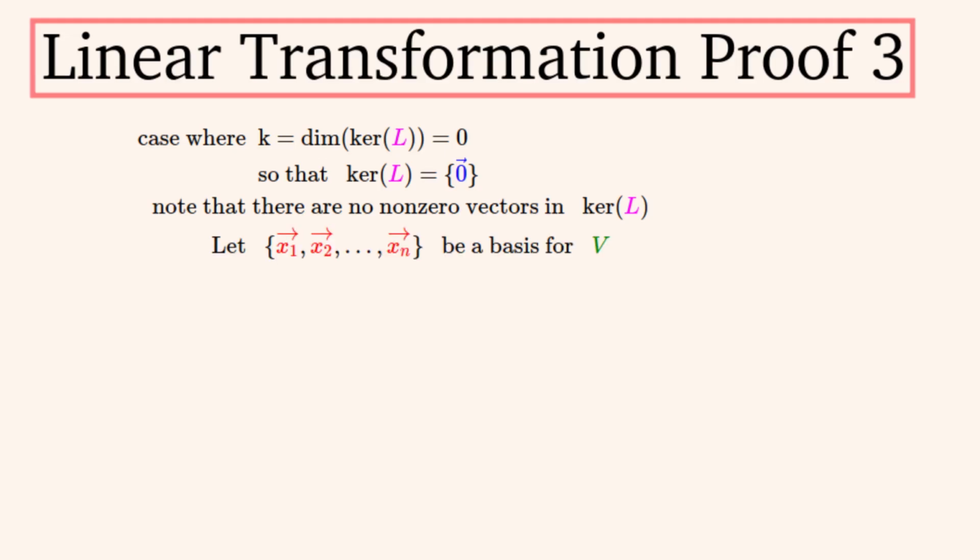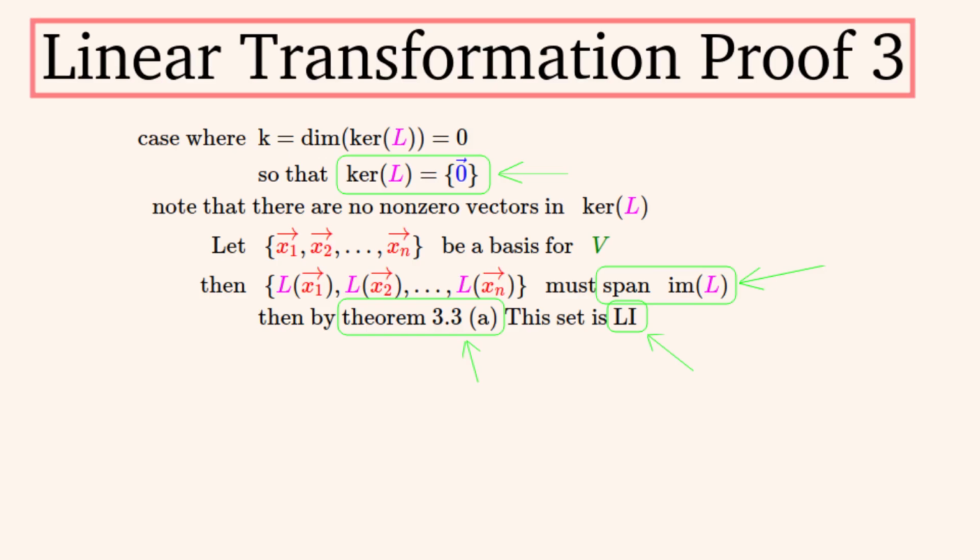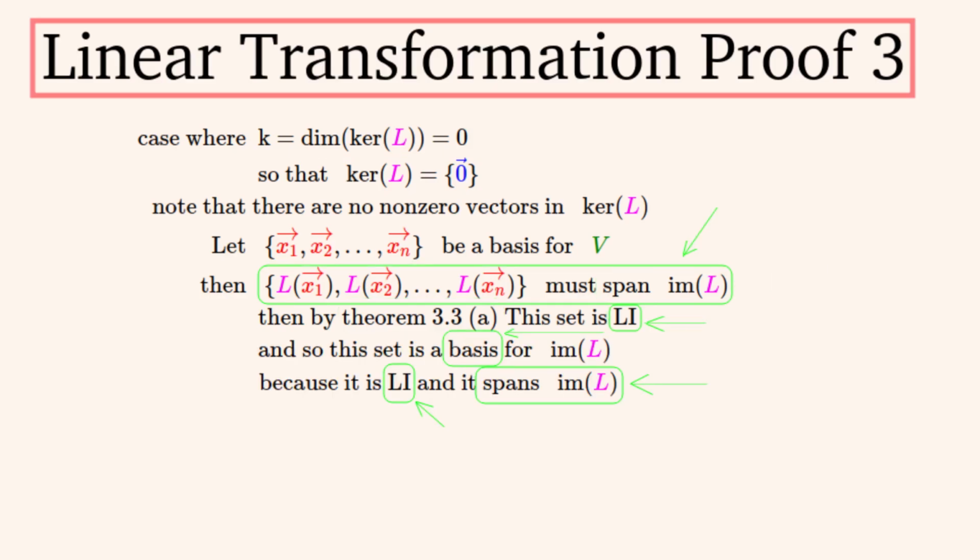So we'll let this set of vectors be a basis for the domain V. Then these vectors will span the image of L because there are no non-zero vectors in the kernel. Every vector in V will map to a non-zero vector. So by the theorem we proved in the beginning of this video, this set is linearly independent. A set of linearly independent vectors in the domain will map to a set of linearly independent vectors in the image, if none of them are in the kernel. And so this set satisfies all the conditions so as to be a basis for the image of L.